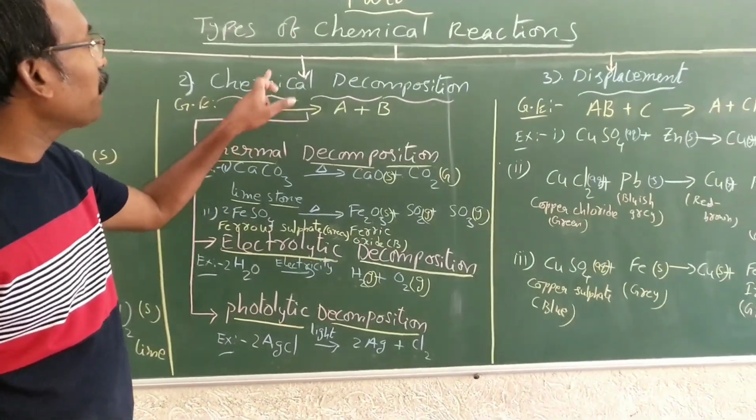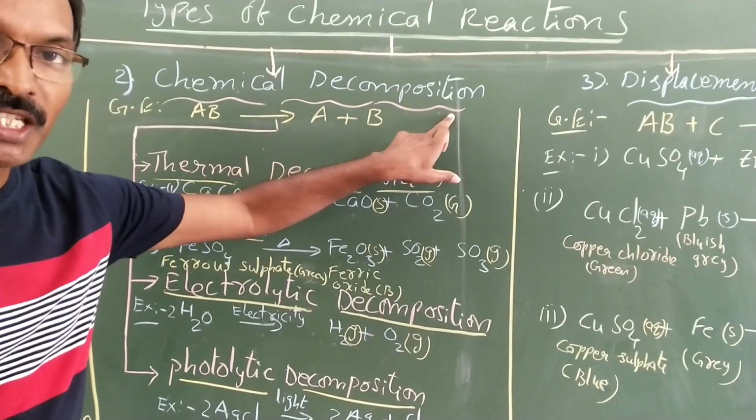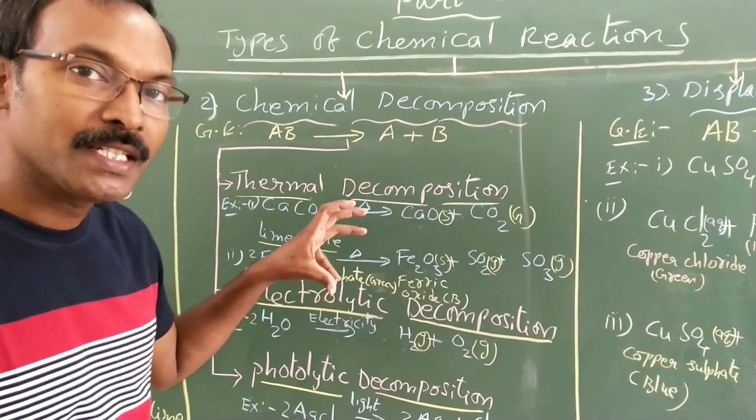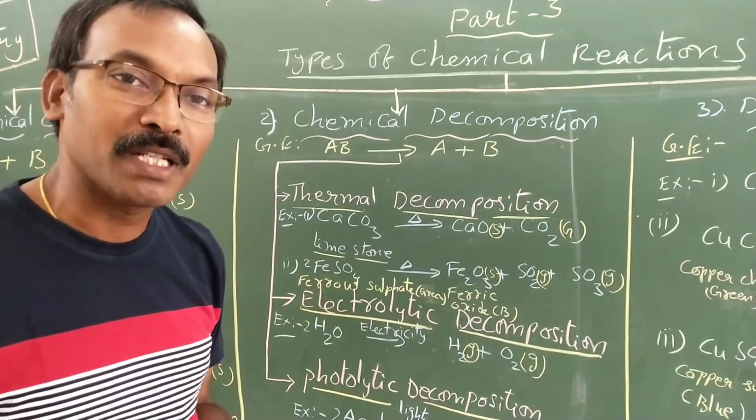Now the second type of chemical reactions is chemical decomposition. Decomposition is nothing but dissociation, or breaking down into simpler substances.